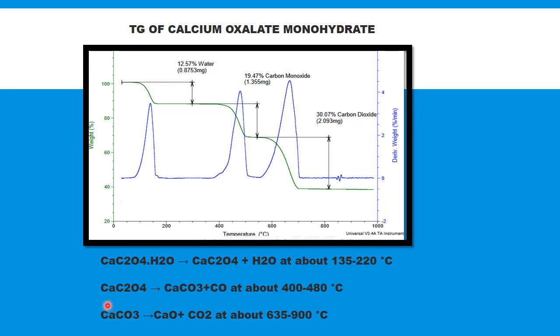The second decomposition is where carbon monoxide escapes. It happens at 400 to 480 degrees. And finally calcium oxide is formed and it is very stable. That decomposition takes place from 635 to 900 degrees.